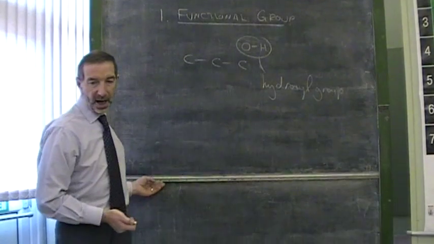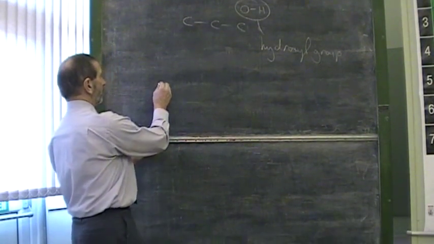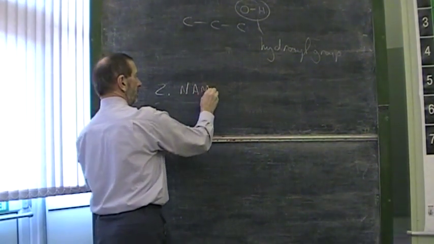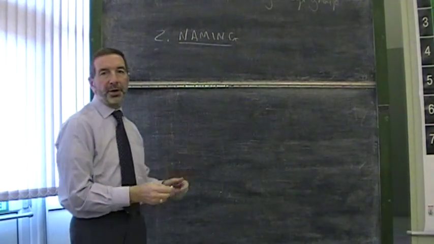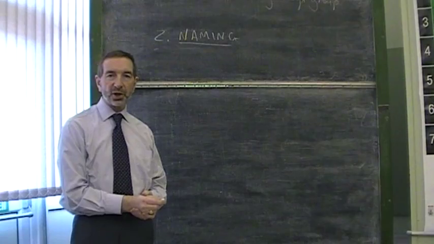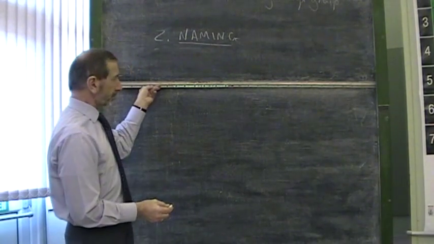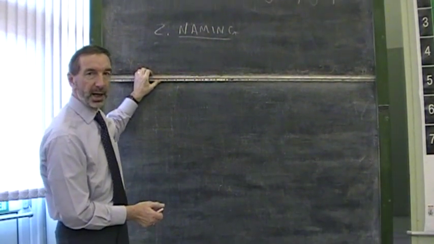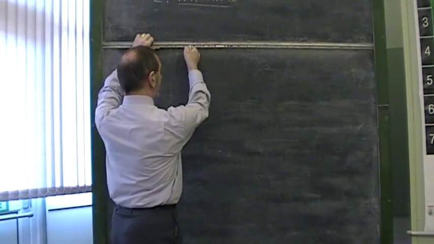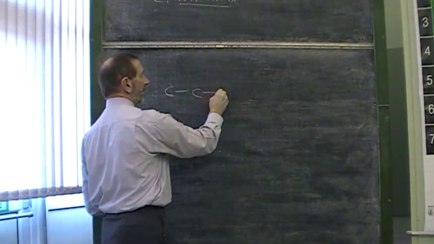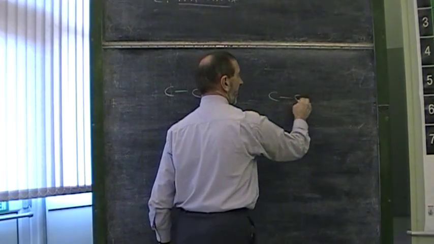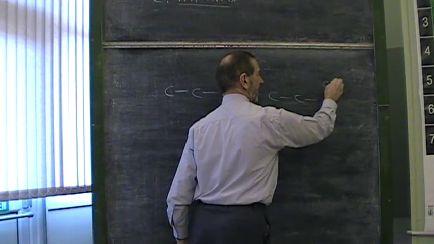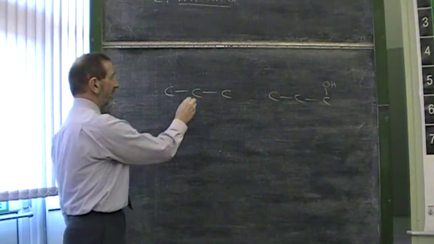The next question we have to ask is, how do we name alcohols? The important thing here is to indicate the position of the hydroxyl group. That only becomes a problem when the carbon chain reaches a certain length. For example, when we have 3 carbon atoms in a chain, there are 2 positions, either at the end of the chain, as in that case, or in the middle of the chain, here.